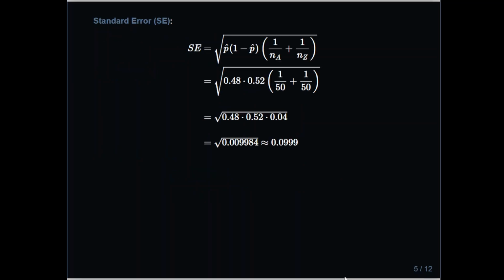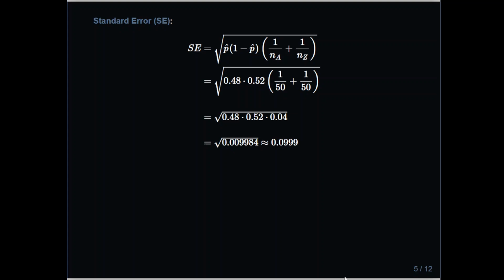Okay. Now, the standard error. So this is the standard error formula, and we're going to use the pooled proportion in this calculation. The first element of this formula should be given to you in an exam paper somewhere. It's rare that you have to memorize these. It's P hat, the pooled proportion, times 1 minus P hat, the complement of the pooled proportion, times 1 over NA plus 1 over NZ. Those are the inverses of the sample sizes from both groups.